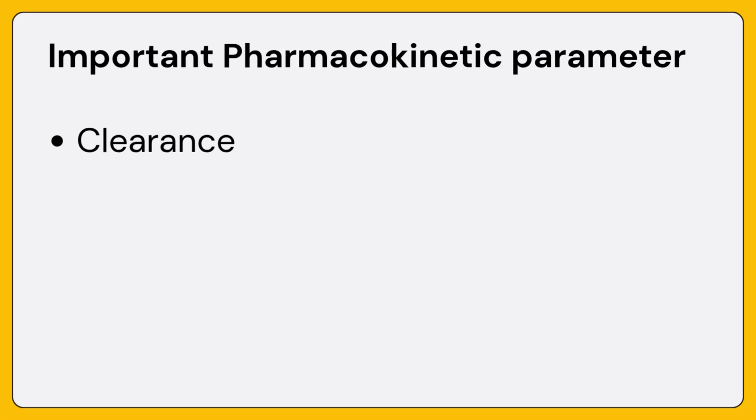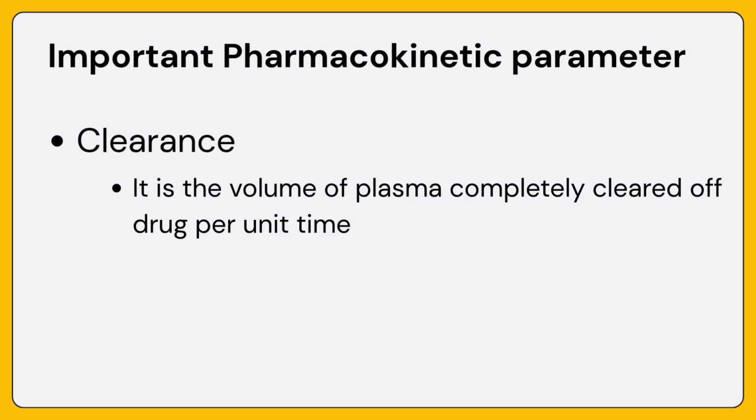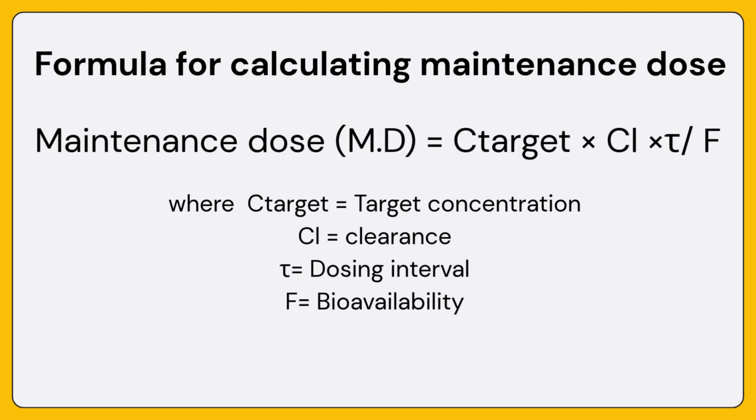For maintenance dose, the important pharmacokinetic parameter is clearance. To recall what clearance is, it is the volume of plasma completely cleared of drug per unit time. The formula for calculating maintenance dose is: maintenance dose is the product of C target, clearance and dosing interval, divided by the bioavailability, where C target equals target concentration, CL equals clearance, tau equals dosing interval, and F equals bioavailability.